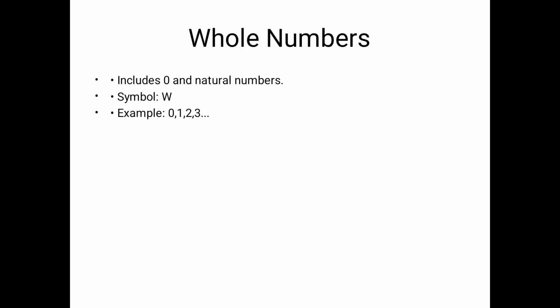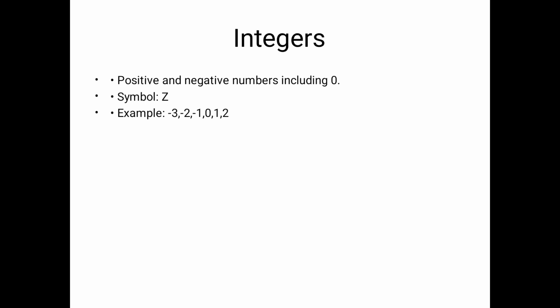Now comes the whole numbers. Whole numbers are nothing but natural numbers, but here we have one more extra number, that is 0. Natural numbers including 0 are called whole numbers, and they are denoted by capital W. So the integers are the collections of positive numbers, negative numbers including 0, and these numbers are denoted by capital Z.